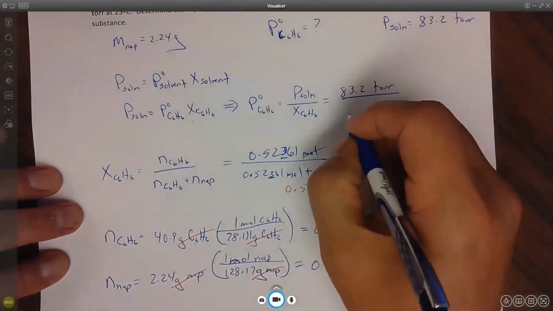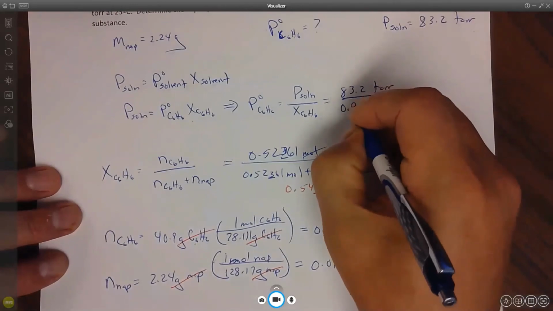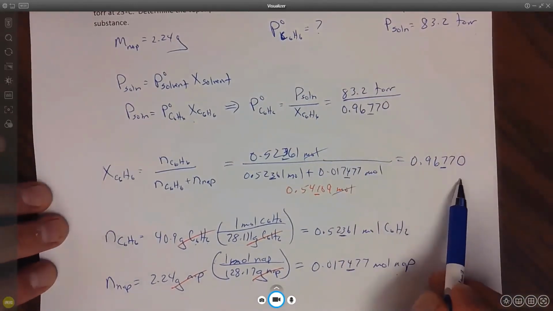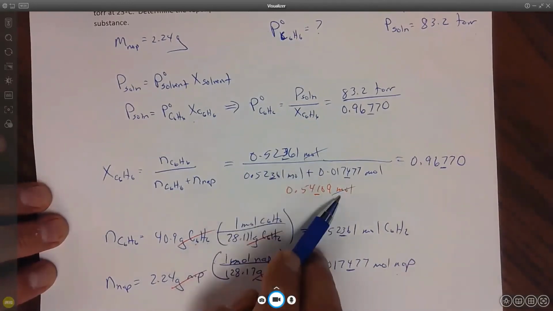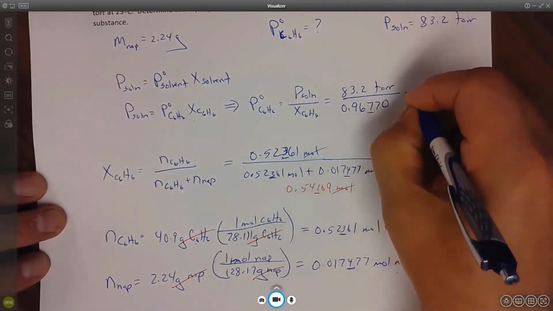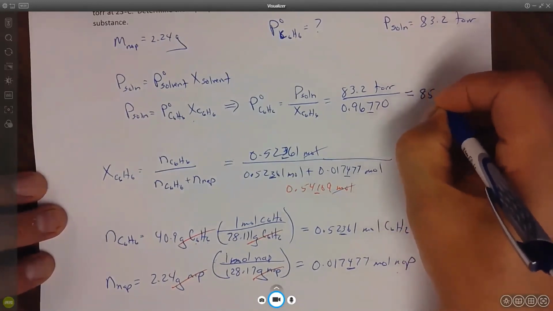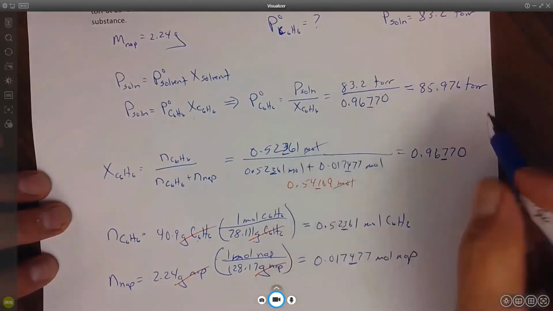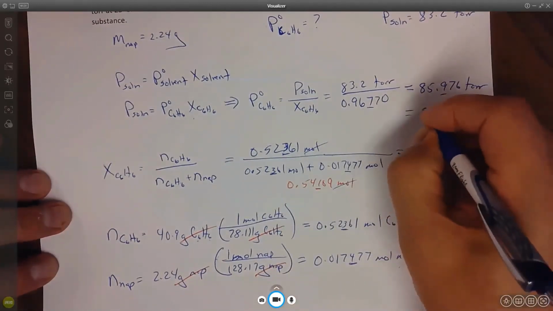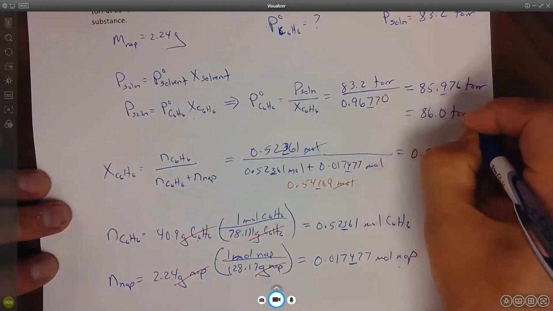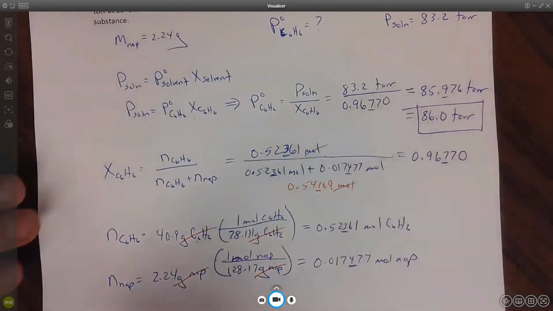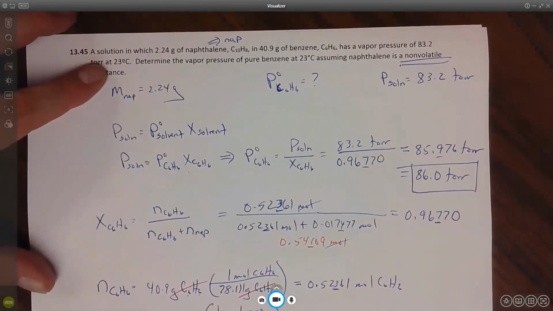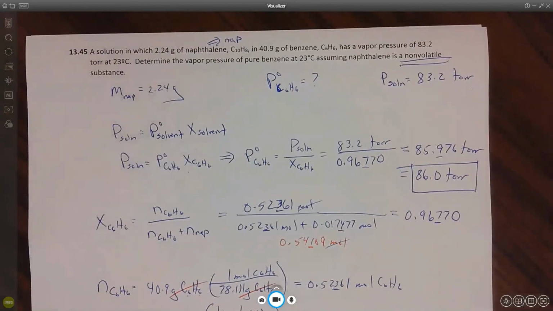And then now we just put in 0.9677, and it's unitless. Remember, the mole fraction is dimensionless. The units cancel. Plug that into your calculator, and that's going to give you 85.976 torr. We have 3 sig figs, so that's going to be 86.0 torr. So that is the vapor pressure of pure benzene at 23 degrees Celsius. Okay. Any questions about that?